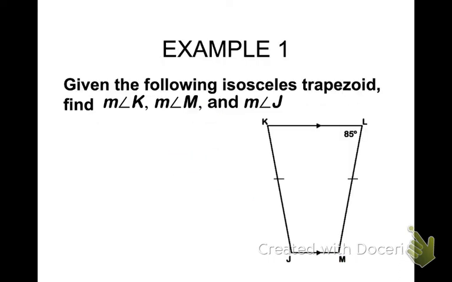All right, so let's do some work. Given the following isosceles trapezoid, find the measure of K. So because it's isosceles, I know that this set of base angles will be the same, and I know that this set of base angles will be the same.